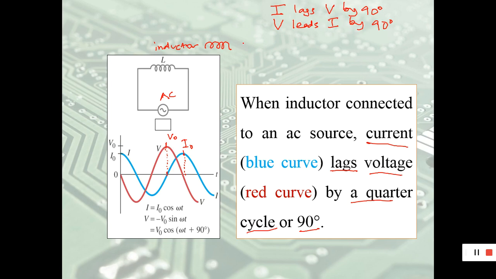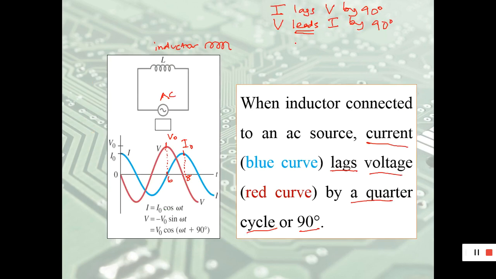But here you can see that V leads I. It means that V is in front of I. Why? Let's say we put T here, this one 6 and this one 8 seconds. At 6 seconds, V already reaches the peak. Then 8 seconds later, I reaches the peak. So it means that V leads I. V is in front of I by 90 degrees.